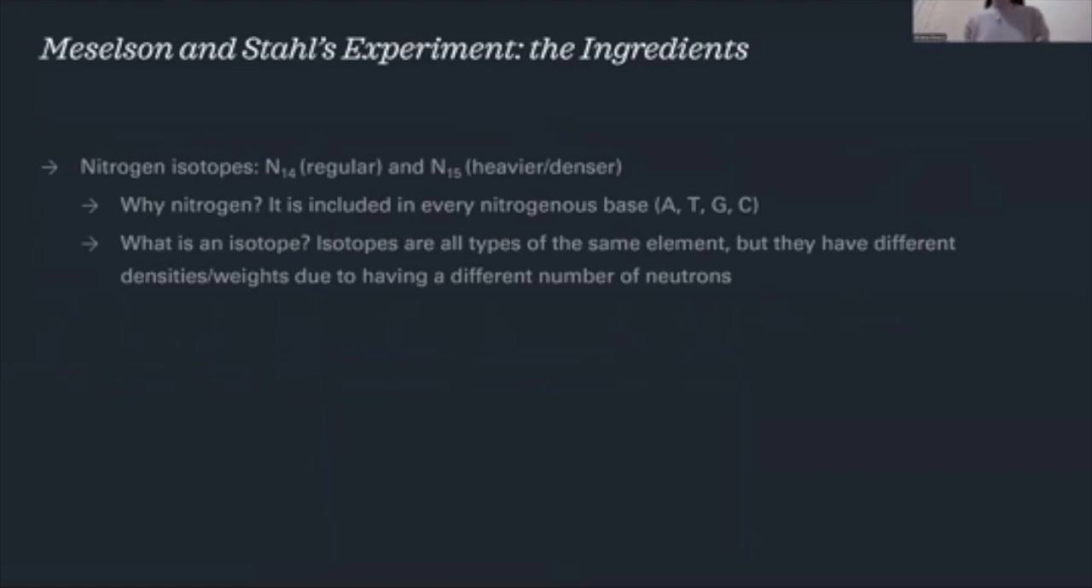So why did they choose nitrogen? Well, nitrogen is going to be included in every nitrogenous base, so A, T, C, and G, which we know is a really important part of DNA replication. So this is a really easy way to say if we add some nitrogen in there, we know it'll get included in our DNA. And just in case you didn't know what an isotope was, an isotope is whenever you have an element, and there's a lot of different types of it based on the amount of neutrons that they have. So in this case, N14 and N15, they're both still nitrogen. N15 just has 1 extra neutron, meaning it's going to be heavier.